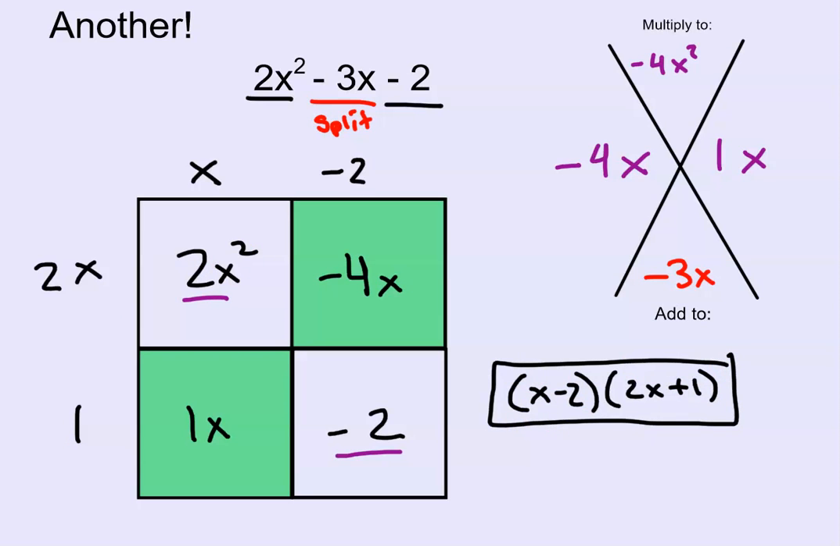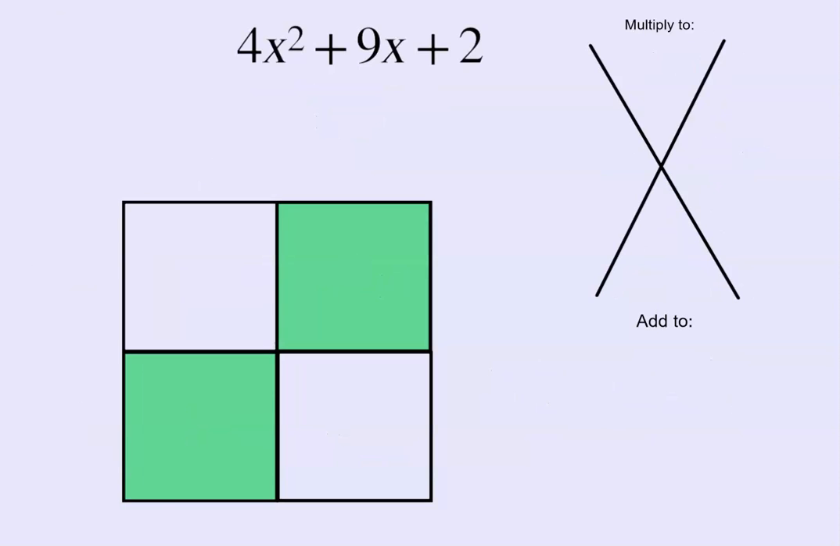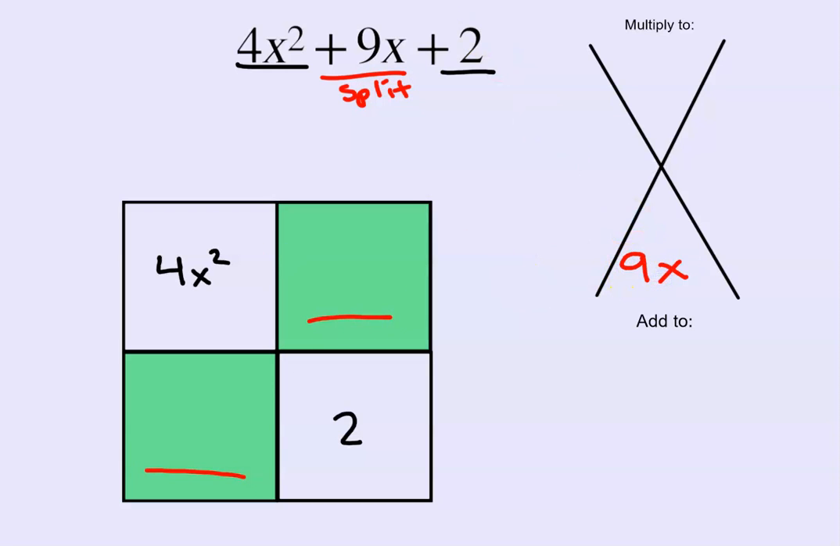All right, let's look at another example. 4x squared plus 9x plus 2. So again, 4x squared goes here. That's your big boy. 2, the small guy, goes in the bottom right. So we got those taken care of. Now this middle term has to be split. This 9x has to be split between these two boxes such that they add to 9x but multiply to the same thing that these multiply to.